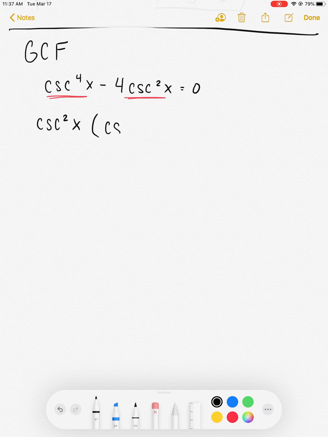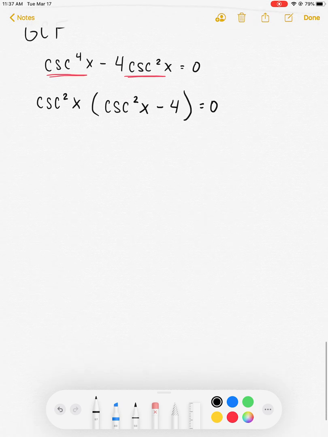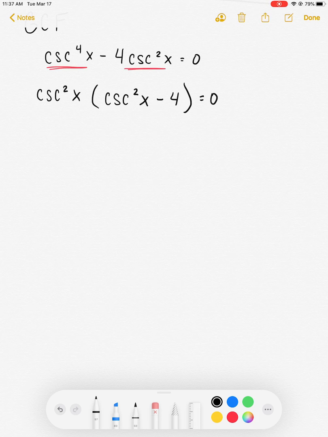Once I do that, I have a cosecant squared x left for my first term, minus a 4 is all that's left in the second term, equals 0. Once I factor out the GCF, then I'm just going to take each factor and set them equal to 0. Then I'm going to solve each factor to get a solution on each side.